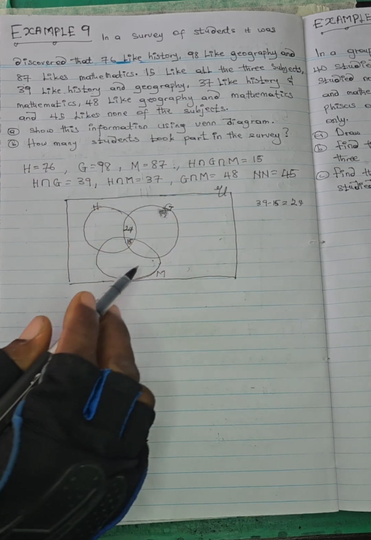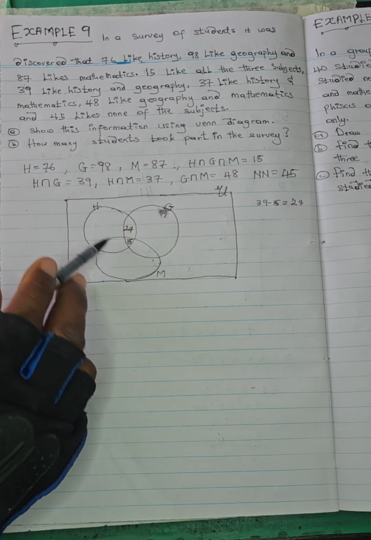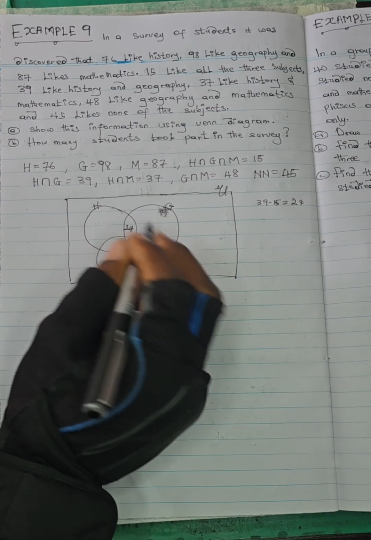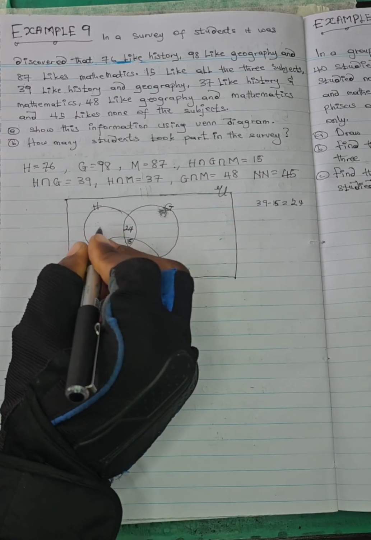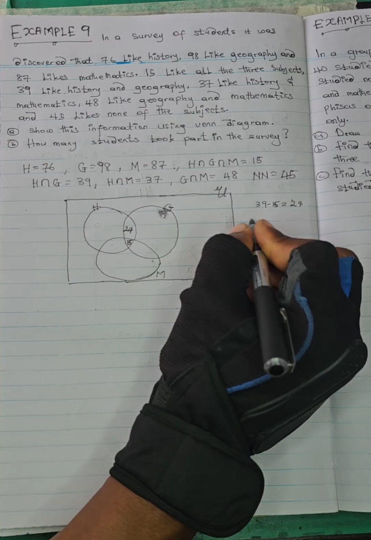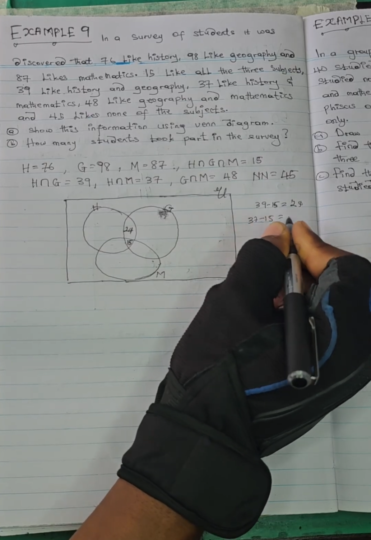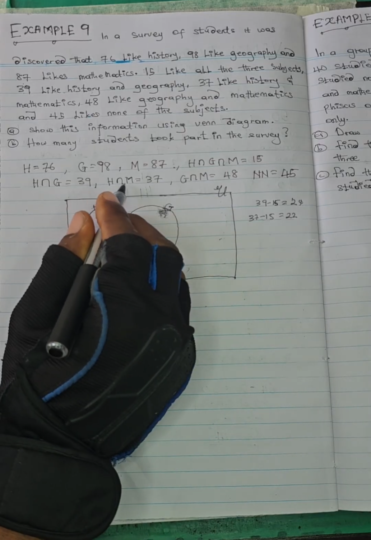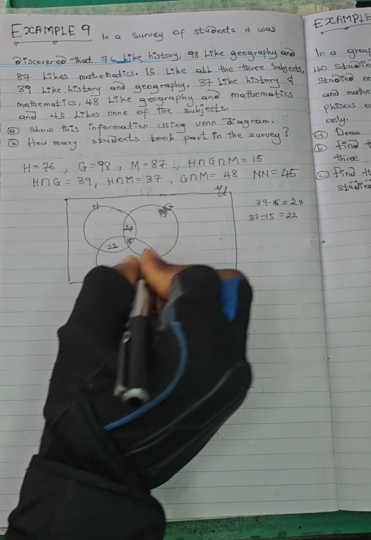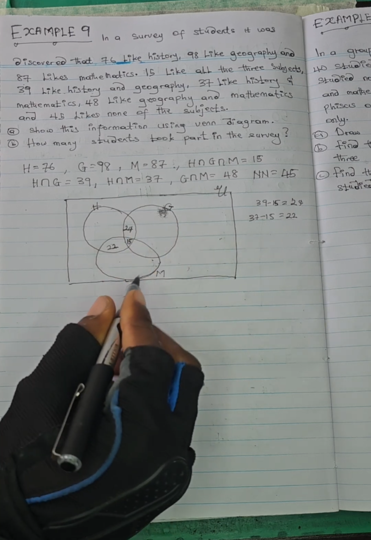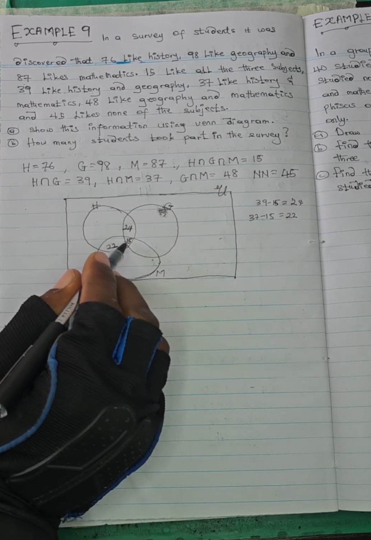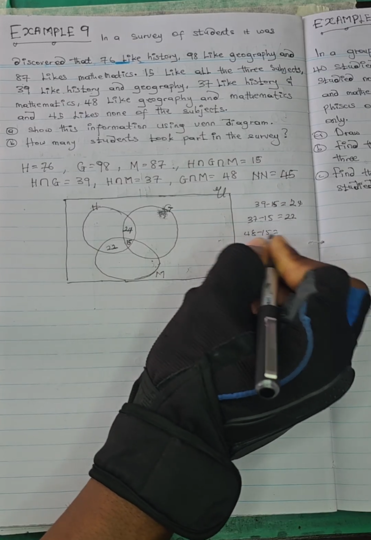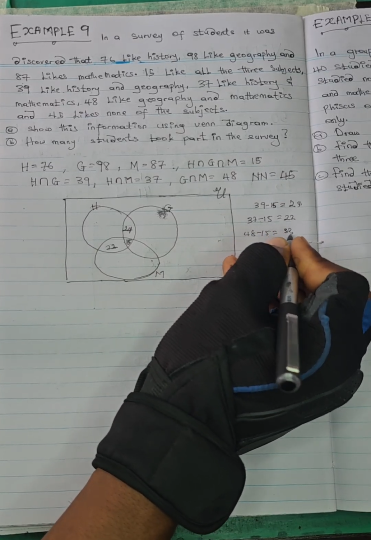History and mathematics is 37. This is the history and mathematics intersection point. Mind you, this 37 also contains this 15 that did the 3. So to get only those that did history and mathematics, you now do 37 minus 15. You're going to get 22. So here will be 22. Then what's the next one? Geography and mathematics is 48. This is the geography and mathematics intersection point. This 48 also contains this 15. So to get only those that did this, you have to do 48 minus 15. That will give you 33.